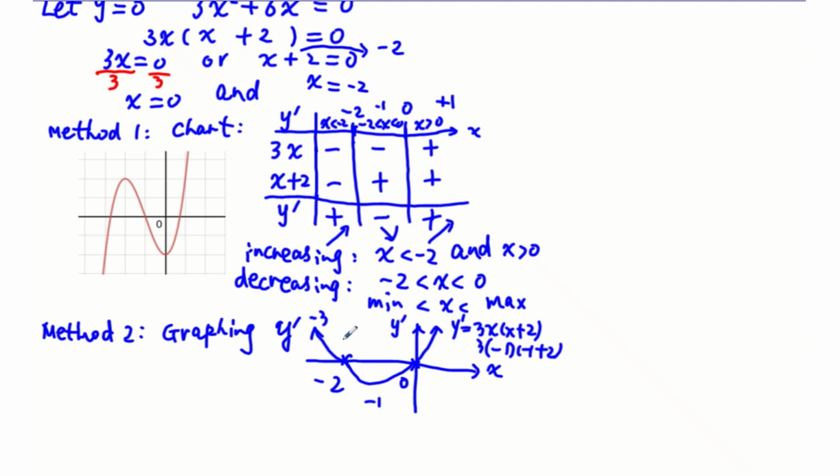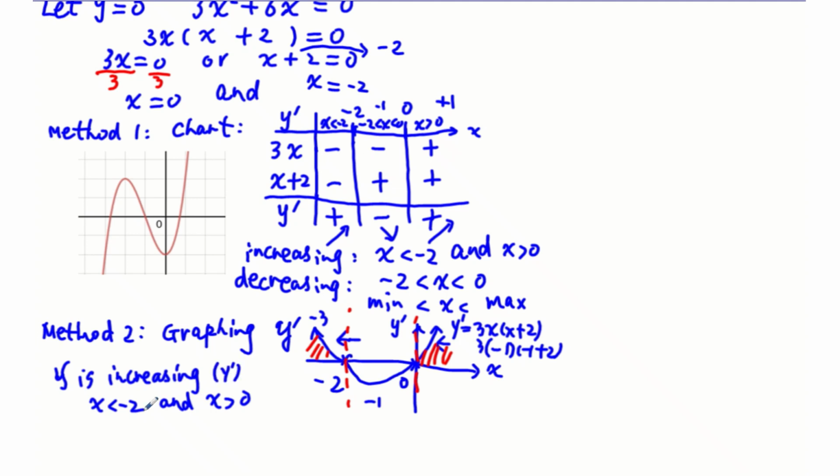From our y prime, you will see when y prime is positive. When y prime is positive, the graph of the function f, the y function, is increasing for these two shaded intervals. So x less than -2 and x greater than 0 will give you this increasing, and y prime is 0 at the zeros.